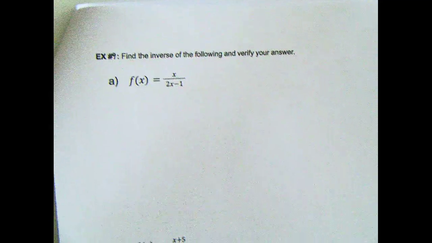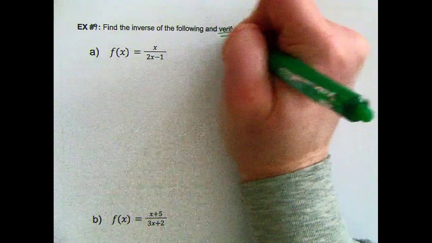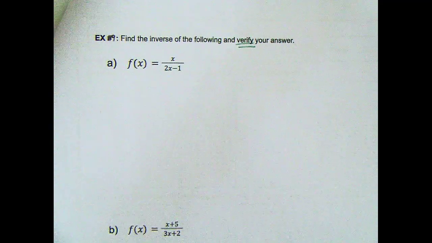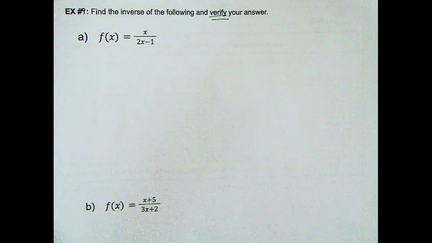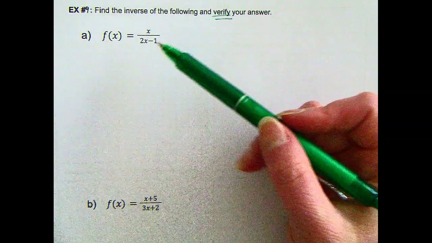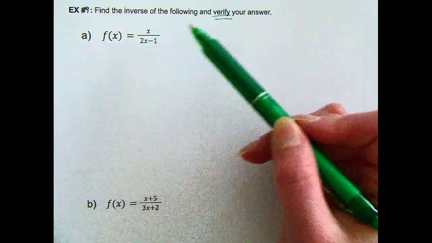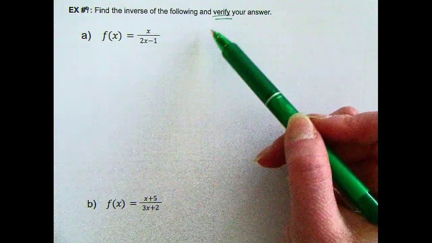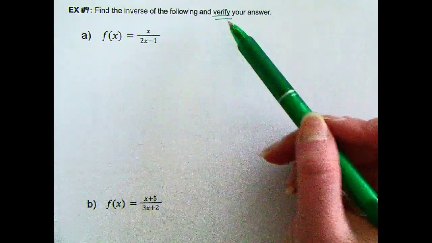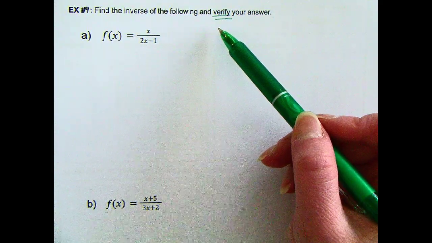Last page, it says find the inverse of the following and verify your answer. Listen, we did this in IM3. These are just more complex ones because they have more than one x. We did it in IM3, but we did not verify. Now you're responsible for doing the actual inverse and verifying as well, okay?